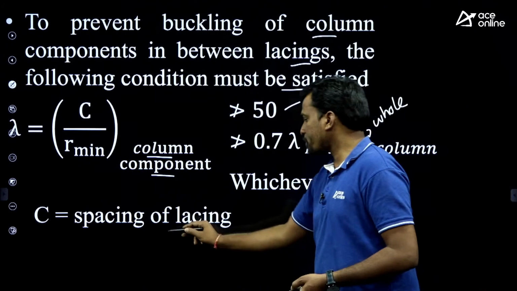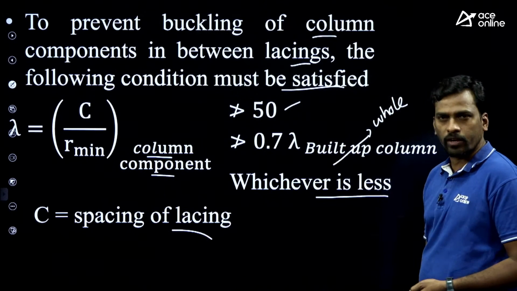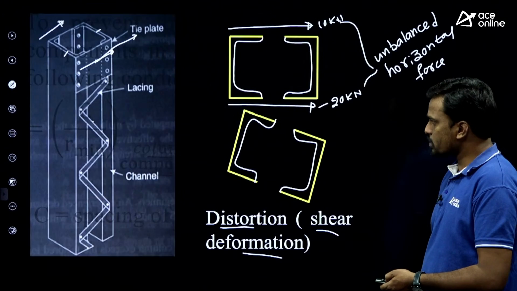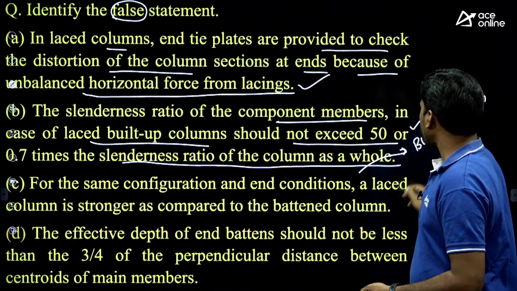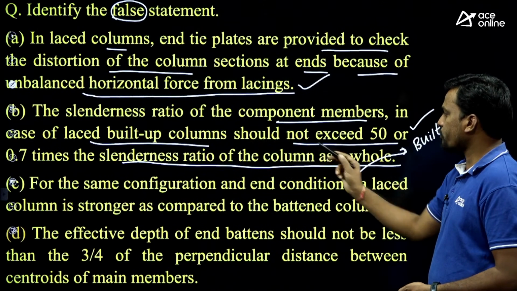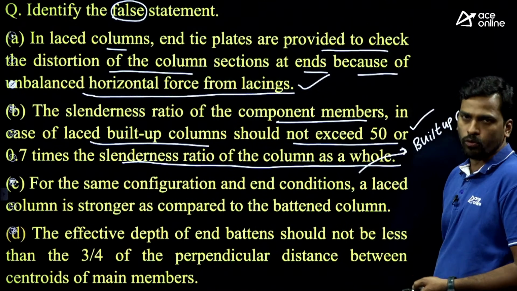And what is the spacing of lacing? This is a condition I gave, right? So 50, or 0.7 times lambda of the whole column. Yes. Okay, so statement 2 is also correct. 50 or 0.7 times the slenderness ratio of the column as a whole.